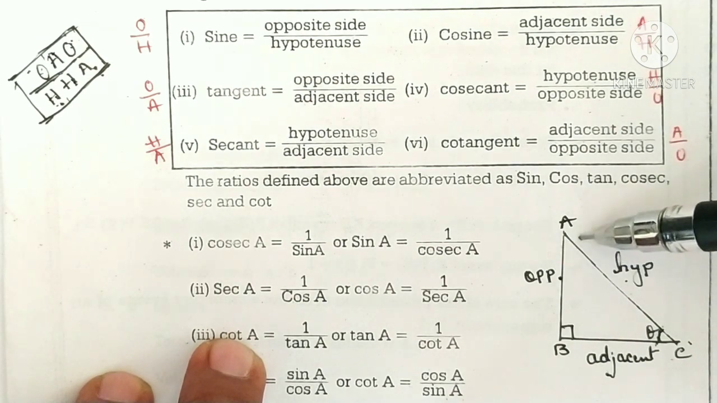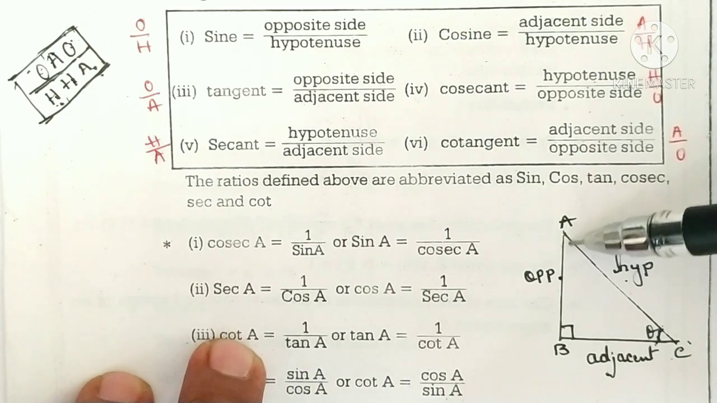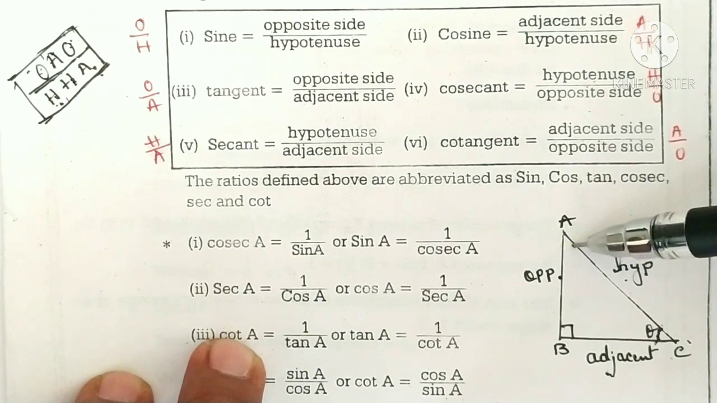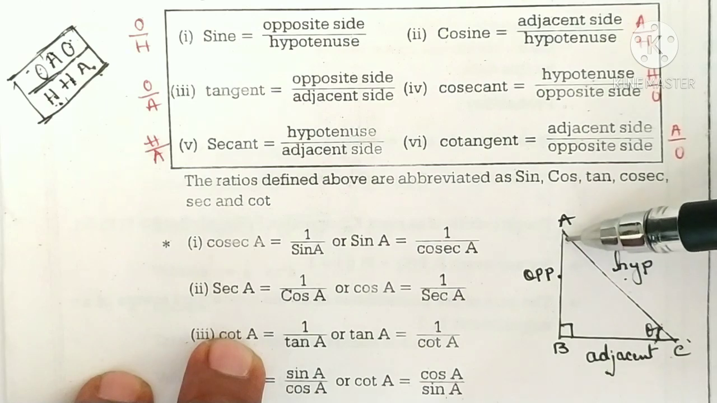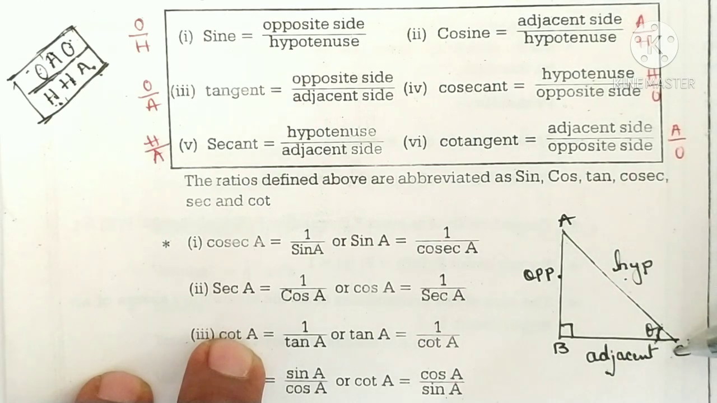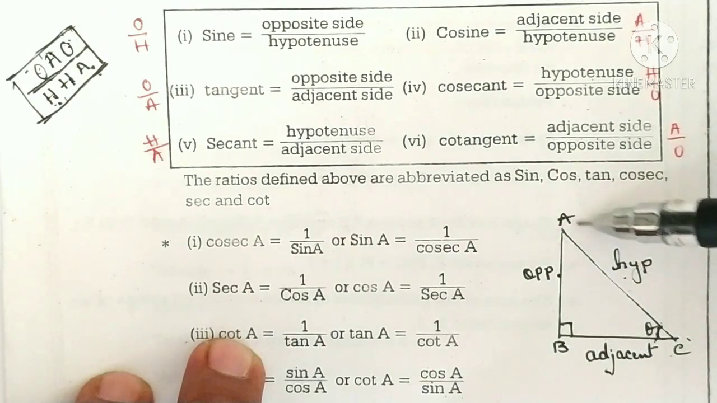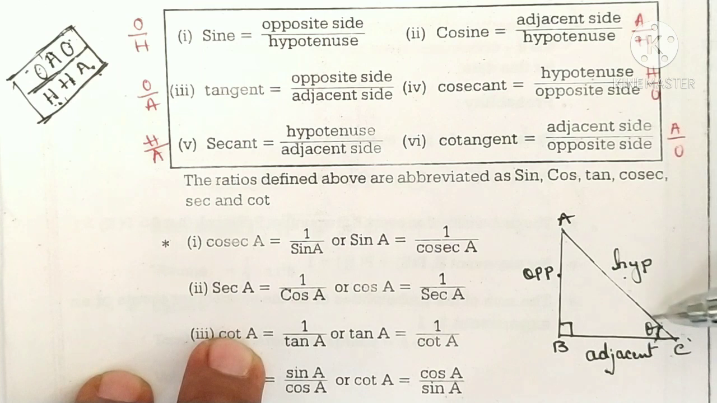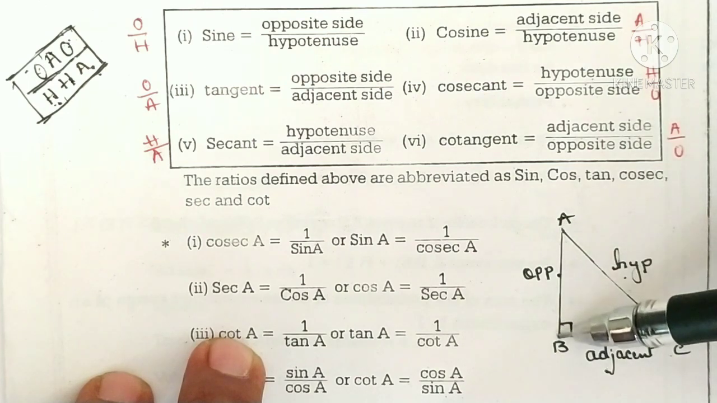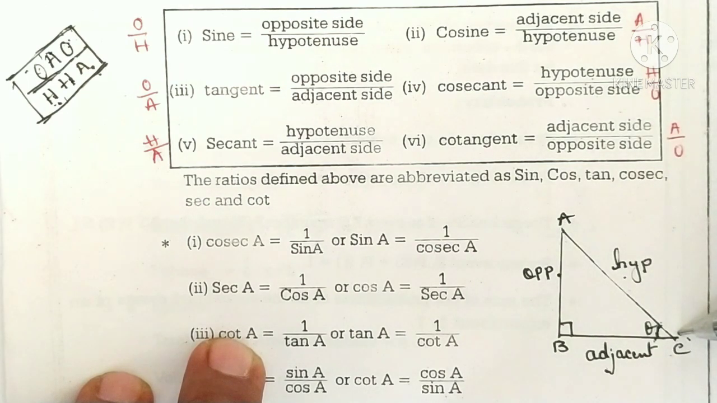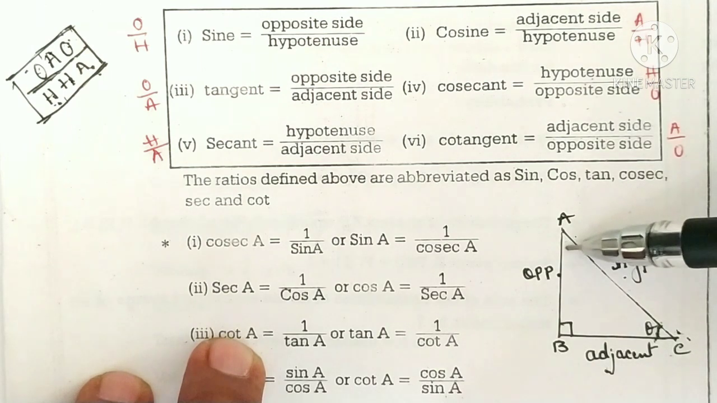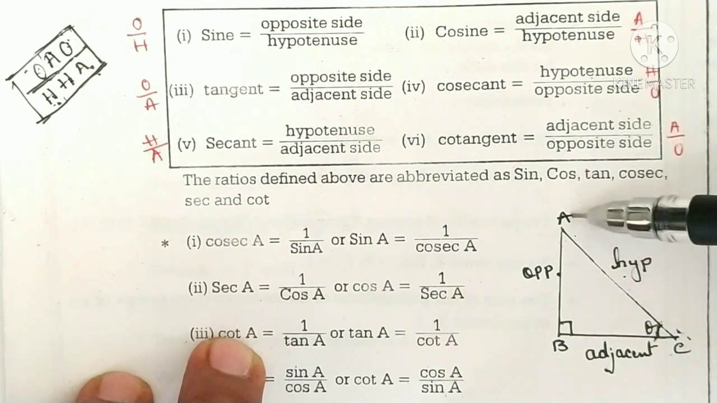Suppose we are taking this angle A for sine theta. To find sine theta, what should we do? The opposite side of this angle becomes BC. Opposite by hypotenuse, that time we should take BC divided by AC. This is very important. Now for the other angle theta, to find sine theta, the opposite side of this angle becomes AB, then divided by hypotenuse. Suppose if we are taking this angle, the opposite side becomes BC by hypotenuse.